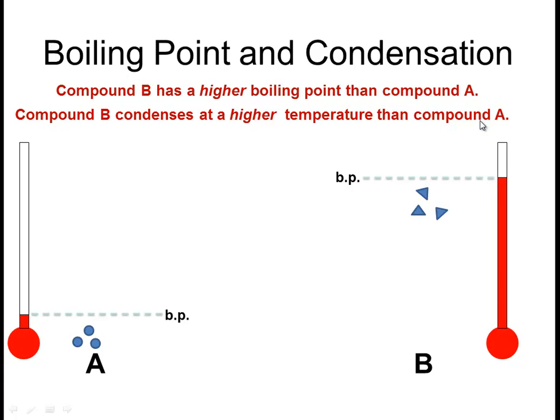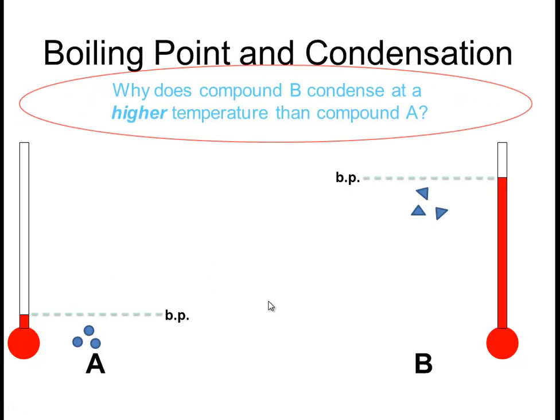Okay, so hopefully this seems fairly straightforward, non-controversial. I'm just trying to set up a simple comparison between two different compounds with their boiling points so that I can pose this question: why does the compound in scenario B condense at a higher temperature than A? What is it about compound B that makes it want to stick together in the liquid phase at a higher temperature than compound A?